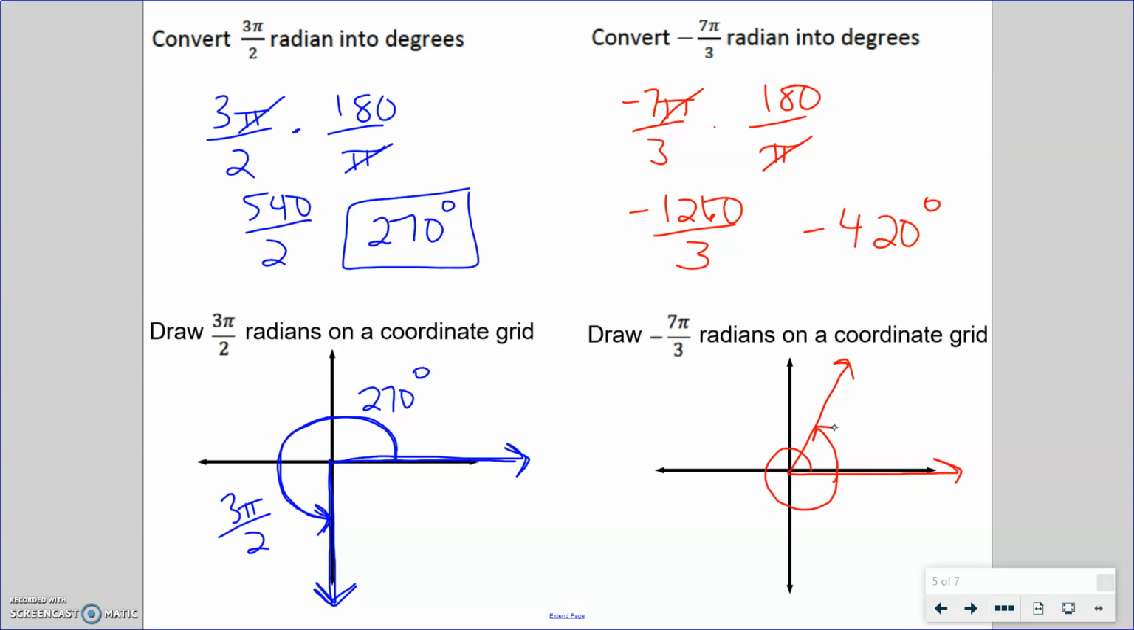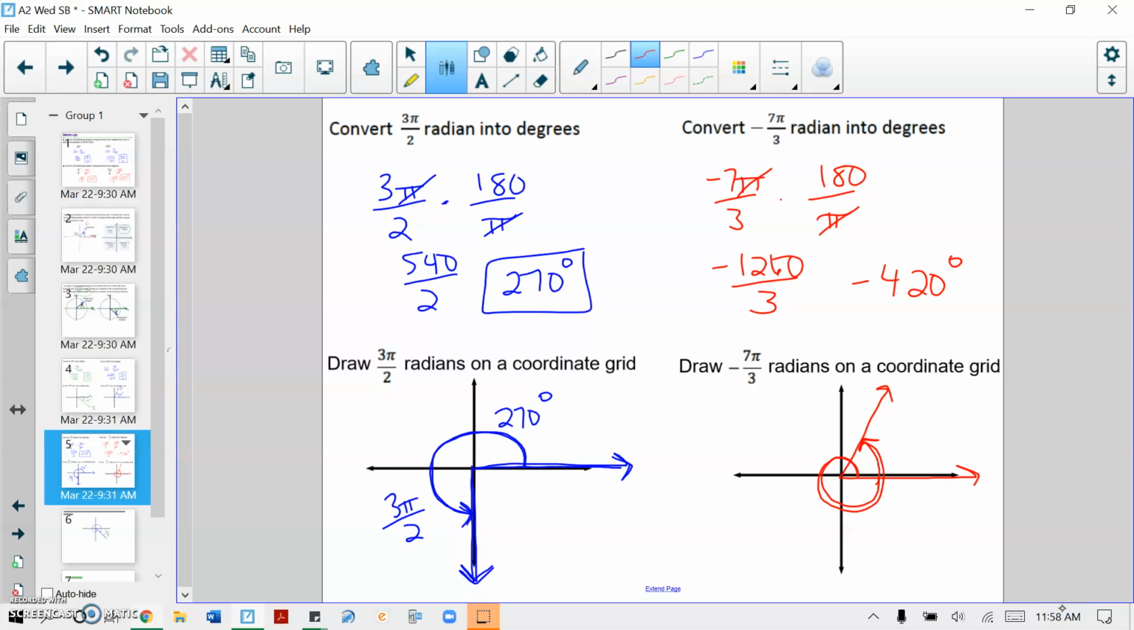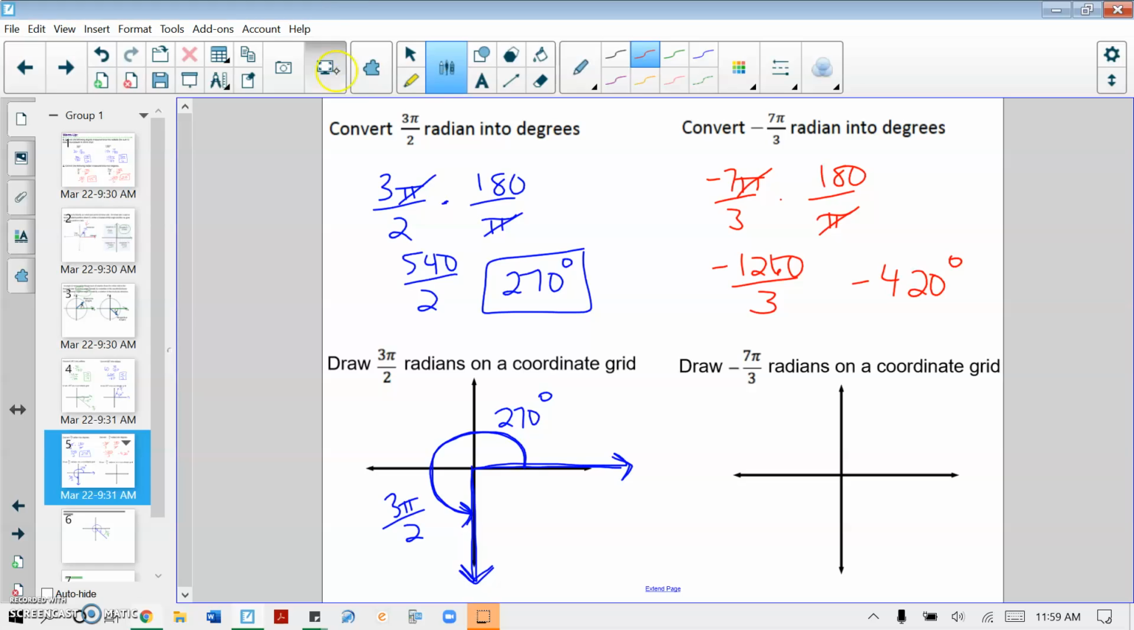So notice how I start. Here's 90, 180, 270, 360, all the way up to 420, okay? Now, here's the problem with what I just did. You notice how it's a negative degree measure? I just screwed this up because I went the positive direction, right? So I'm going to erase this and try this again. We all make mistakes, right?